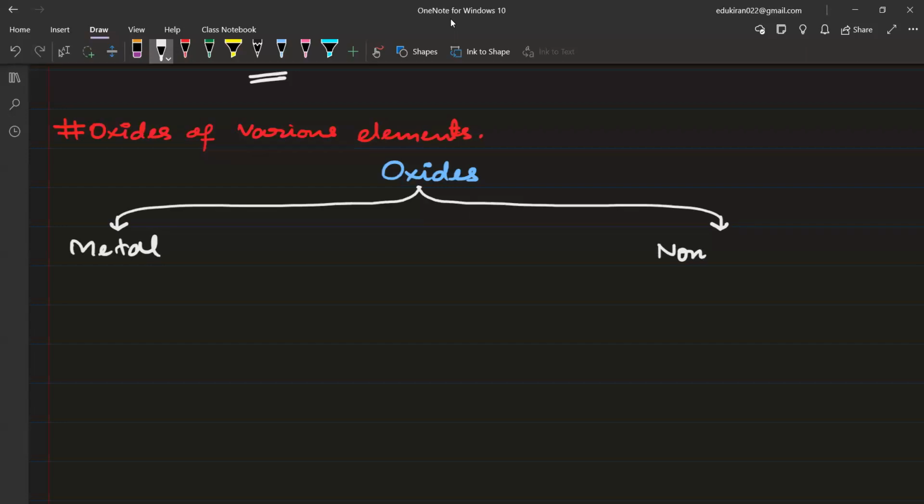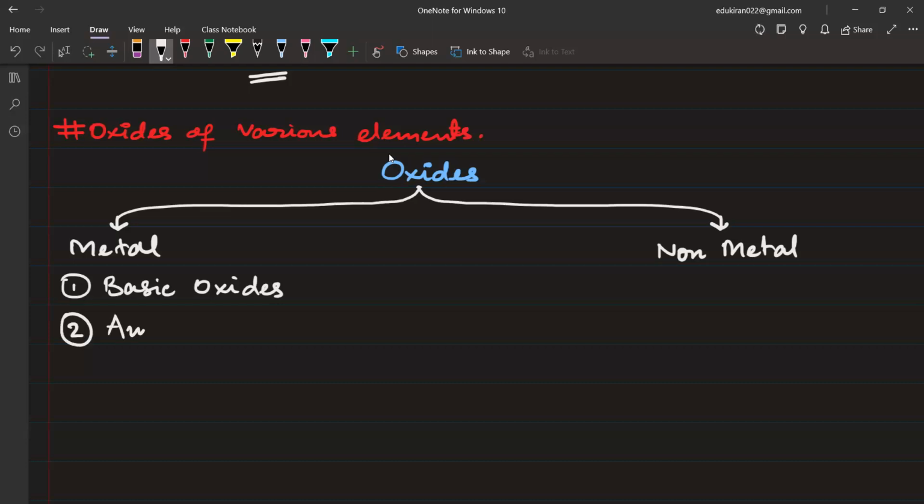नॉन मेटल. ठीक है, दूसरा क्या हो जाएगा? नॉन मेटल्स. राइट. सो ऑक्साइड्स होंगे मेटल के और नॉन मेटल के. अब जब बात आएगी मेटल के ऑक्साइड्स की, तो मेटल ऑक्साइड्स के 2 टाइप्स होते हैं. नंबर 1 होता है जिसको हम लोग बोलते हैं बेसिक ऑक्साइड्स. ओके. नंबर 2 होता है जिसको बोलते हैं एम्फोटेरिक ऑक्साइड्स.